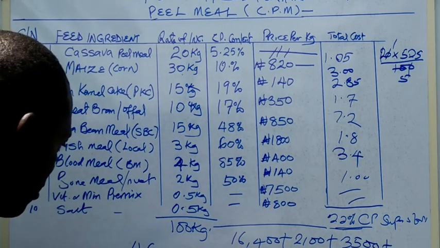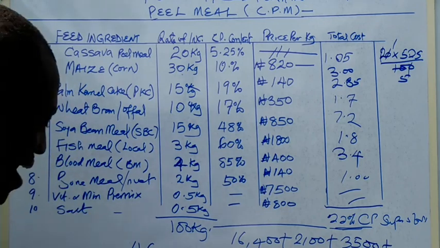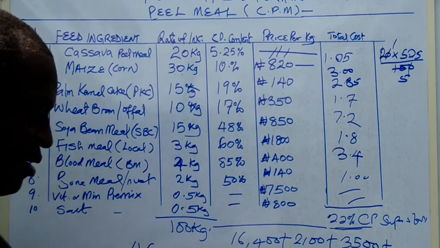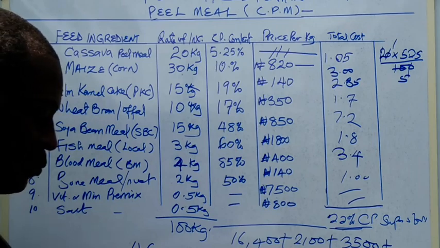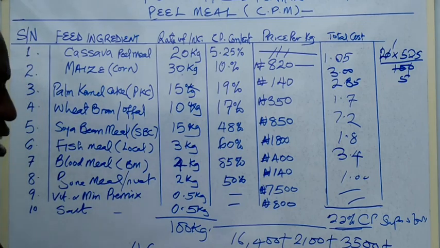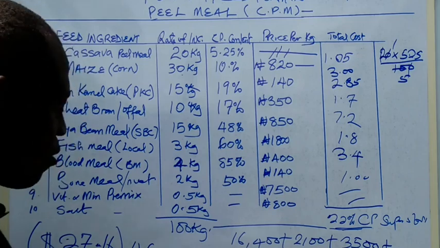46,180 naira. If you divide this by 1,700 to the dollar, this will give us about $27.16. That is what it will cost you to produce 100 kg of feed.